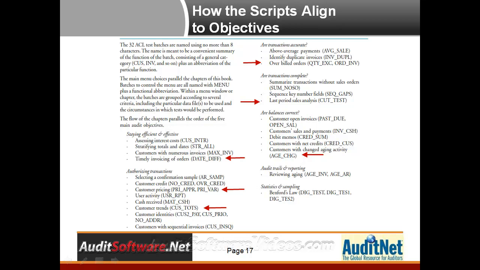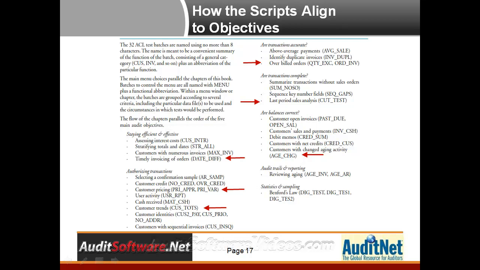Are transactions accurate, complete? We have the overbilled orders, where we have invoices or quantity that are exceeding the actual order quantity. And then this one I like is the last period test analysis, where we actually take a look at the last period of time and relate that back to the first 3 quarters, or whatever you're doing. I mean, you could look at 11 months in relation to 1 month if you'd like, or whatever, 9 months in relation to 3 months. But that's what the cut test does.